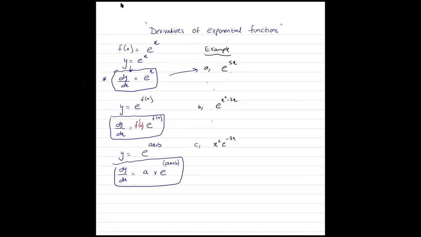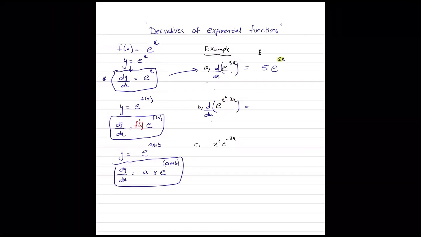So if I ask you to differentiate e to the power of 5x, what are you going to get? Using the rule, you're going to say that the differentiation of e to the power of 5x is e to the power of 5x times the differentiation of the power, and the differentiation of the power is 5. That is the differentiation.